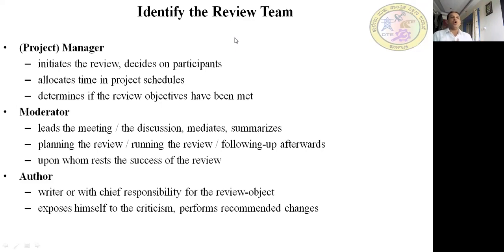Then the third person is the author. Who is the author? The author is a person who has written the program, or the design, or who identified the requirements. The writer, with chief responsibility for the object under review. There may be one person as chief who knows all about the particular program, or the person who has written the code itself. He exposes himself to criticism and performs recommended changes.